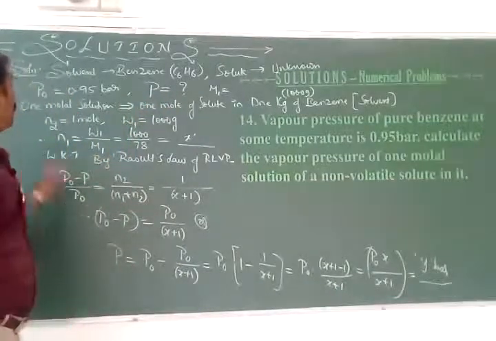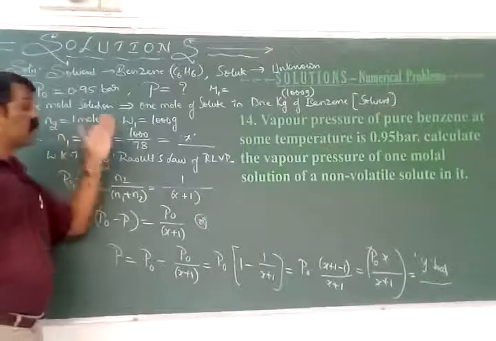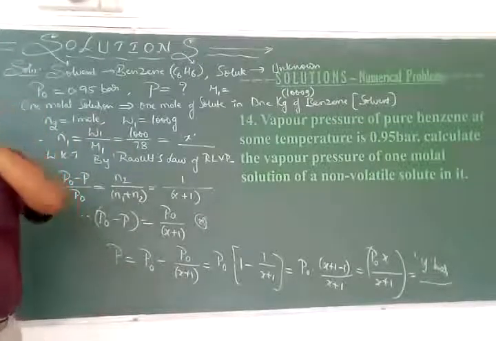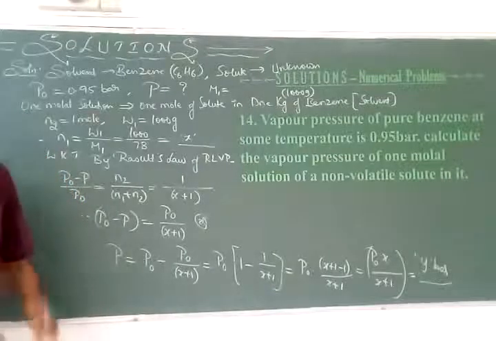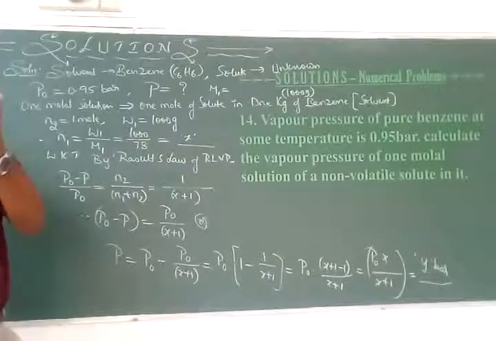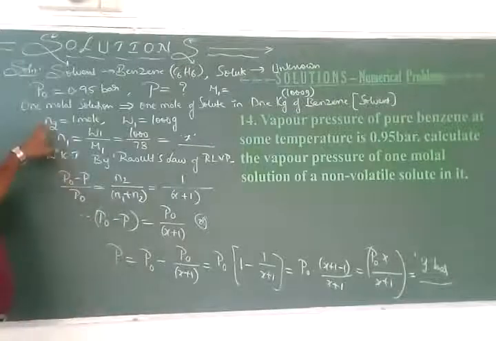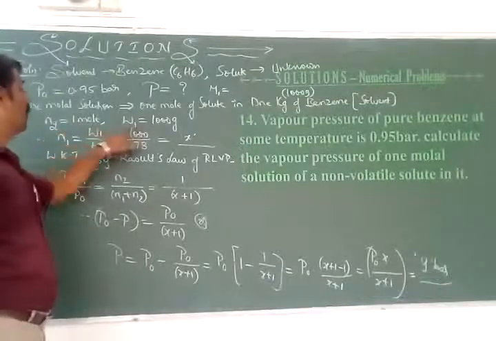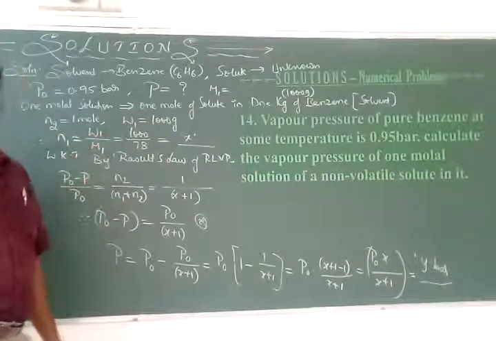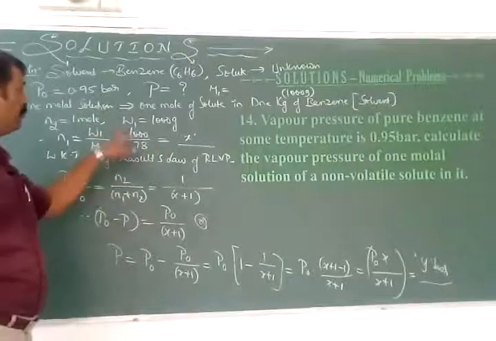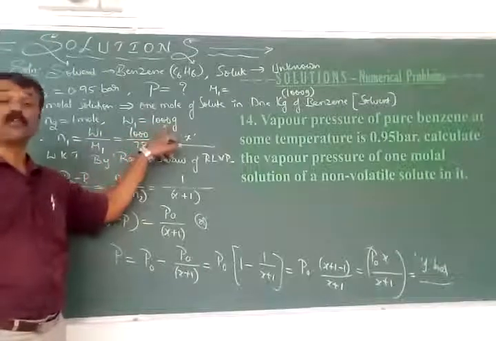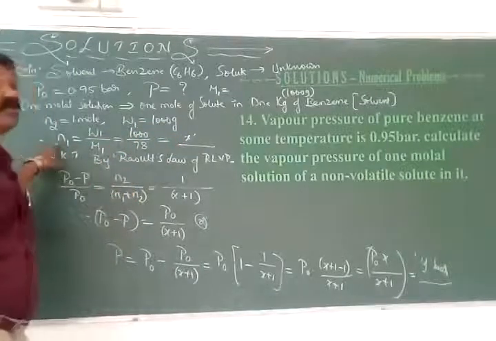What is the meaning of 1 molar solution? It means 1 mole of solute dissolved in 1 kg of solvent. So the number of moles of solute N2 is equal to 1 mole, dissolved in 1 kg of solvent. Which is the solvent here? Benzene. Mass of the solvent W1 is equal to 1 kg. 1 kg is equal to 1000 grams.